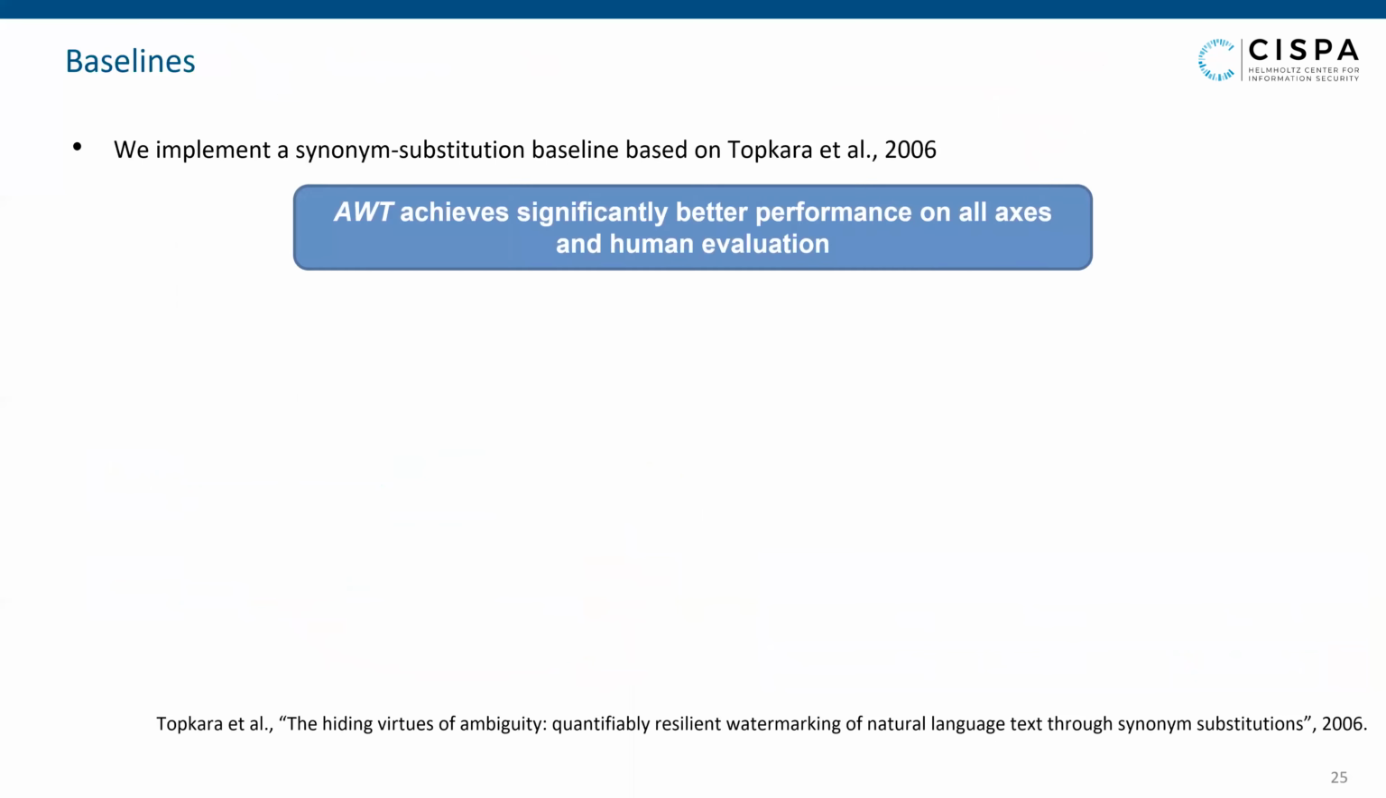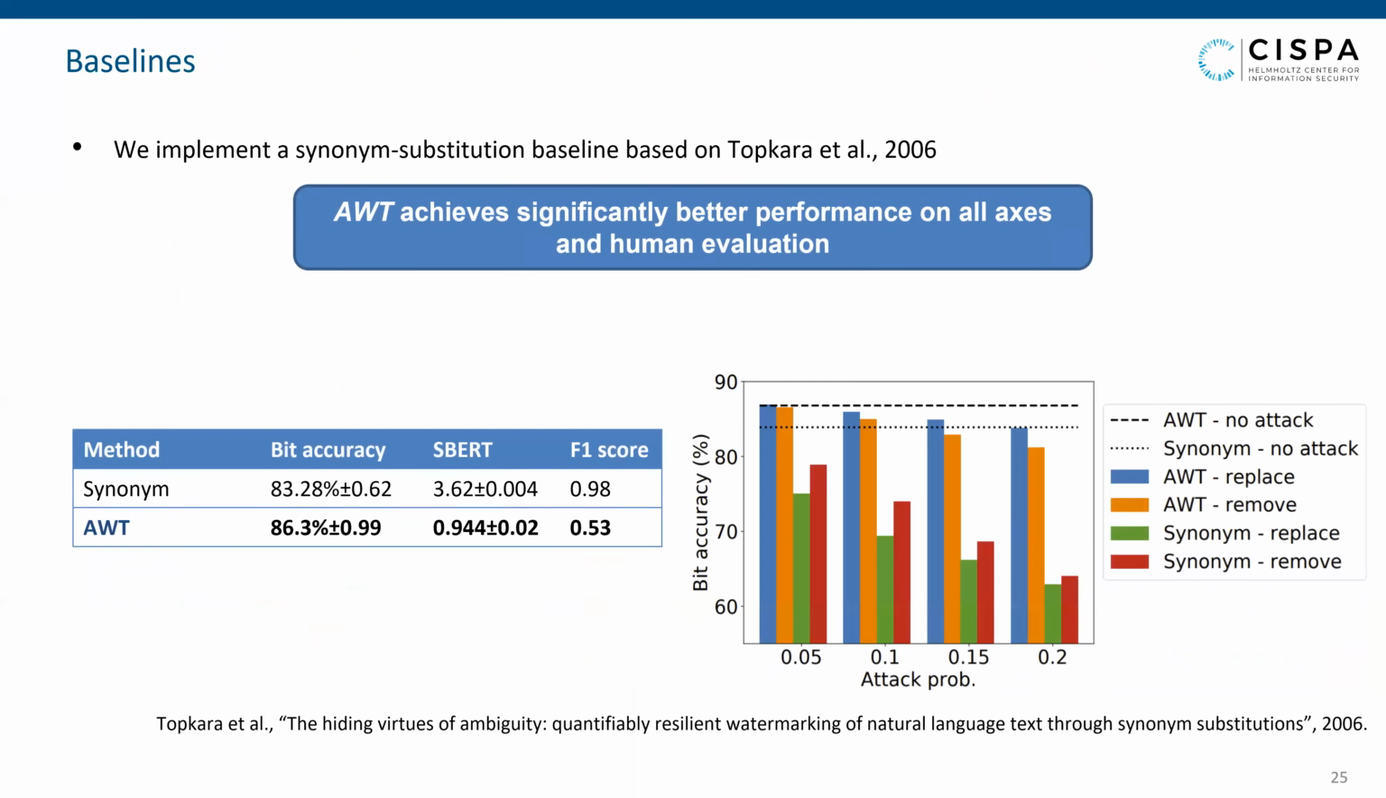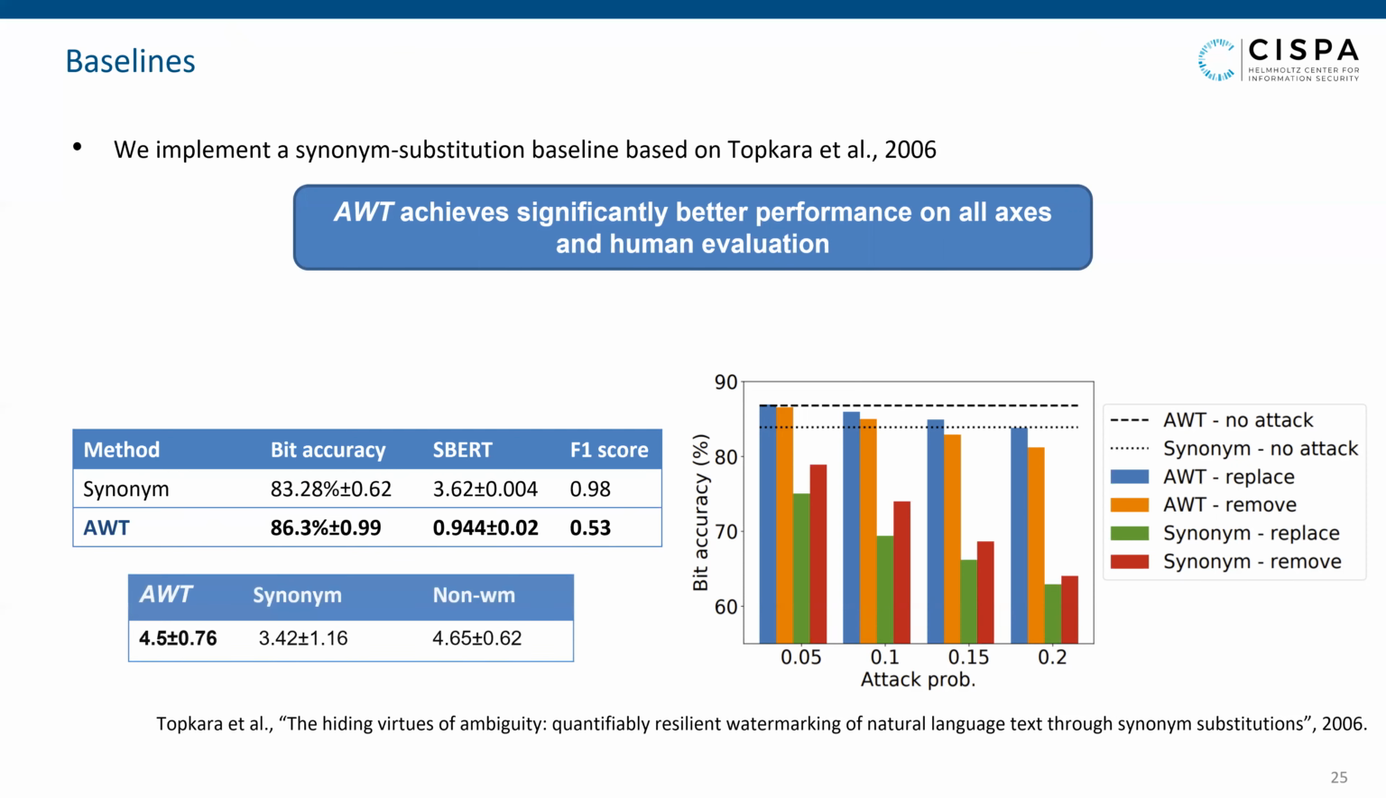Our method achieves higher flexibility and a significantly better trade-off between the different evaluation axes. It also has higher resilience to attacks. We then compare the two methods against non-watermark text using a user study. We asked users to rate the quality of sentences from 0 to 5. We show that our method had higher ratings and is closer to the rating of non-watermark sentences.